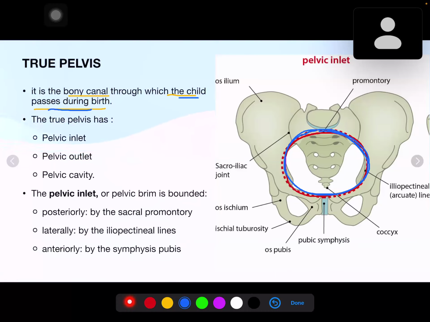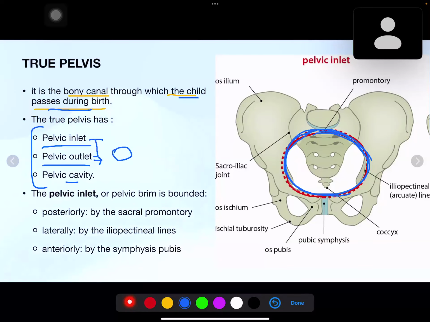Now there are three parts of this pelvis. First, I told you that this is the pelvic brim; you can call it the pelvic inlet. Then, going outward, there will be the pelvic outlet, and in between these two, inlet and outlet, would be a cavity. Upward is the inlet, below is the outlet, and in between is the cavity. We will be discussing all the boundaries of the pelvic inlet and outlet.